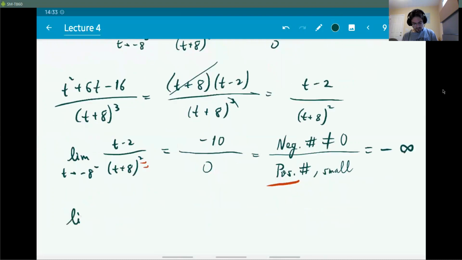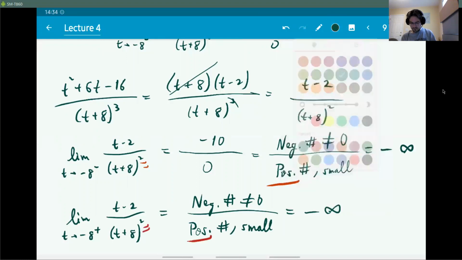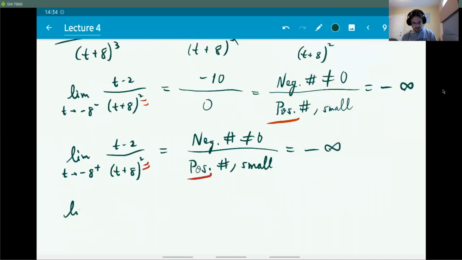And because of the exact same reason, if you approach -8 from the right, basically nothing changes. You don't have to understand now that the t plus 8 will be positive. That's irrelevant because of the square. Whatever you have inside of the parentheses here will be squared, so it's still going to give you the same thing. Negative number, different from 0, divided by a positive number, which is small. So that is also negative infinity. So again, the same reason for the positive. And now you see that the two limits are the same, which means the limit of the function is actually plus infinity.